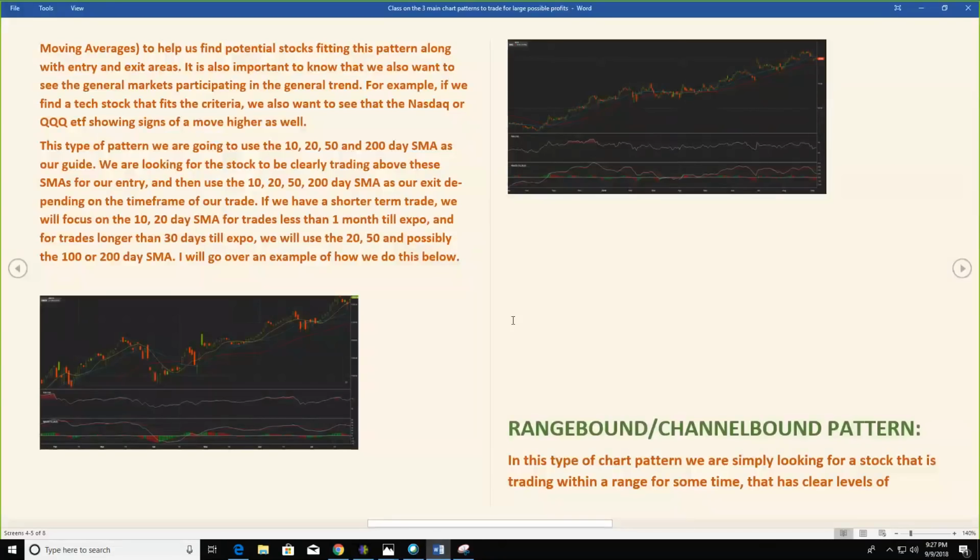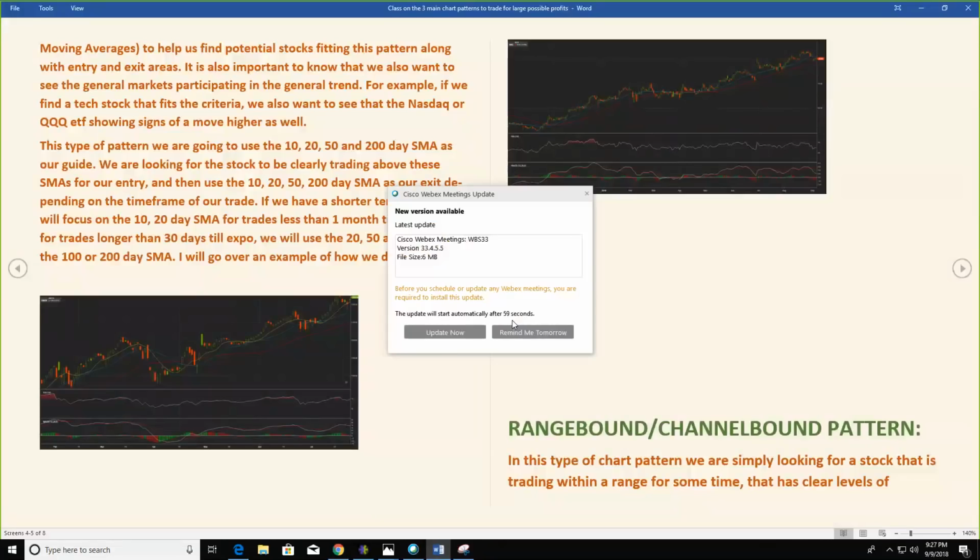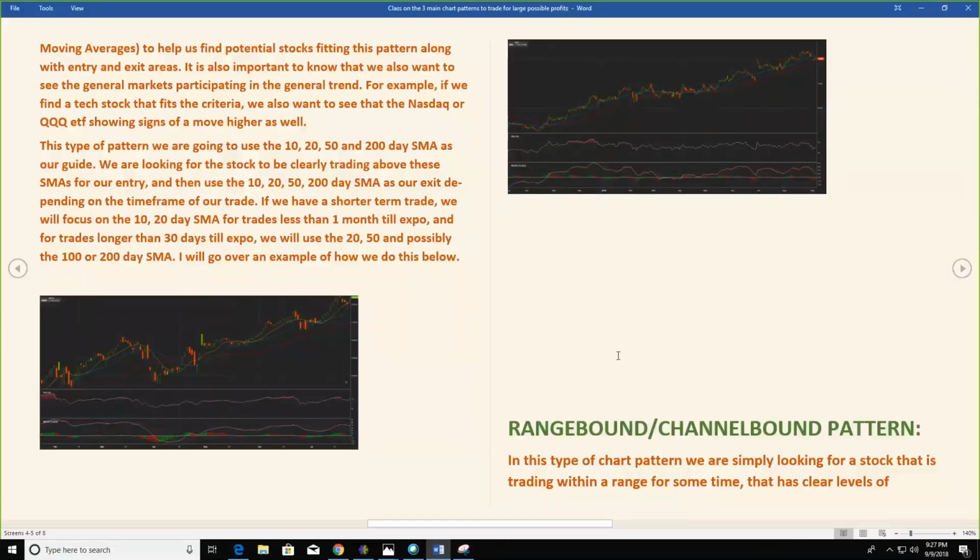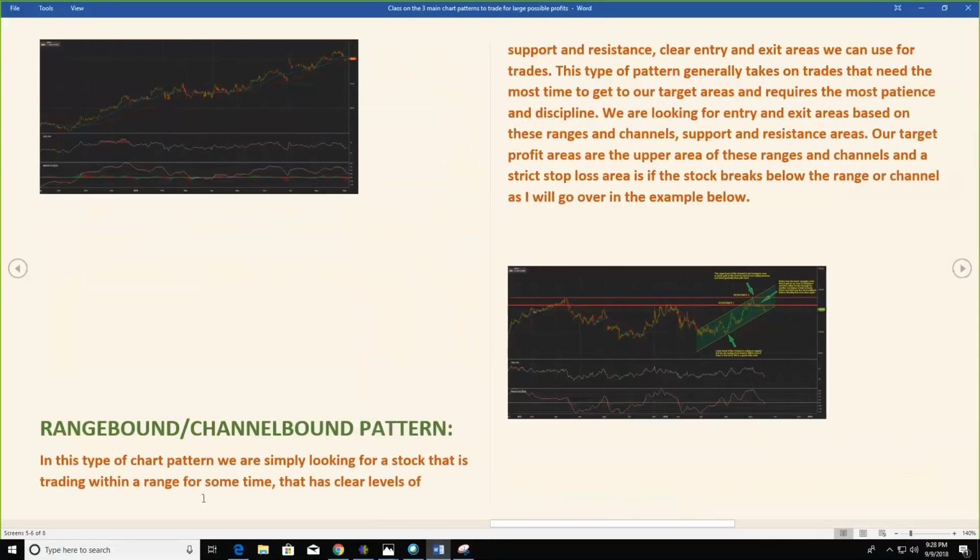So we went over hook patterns, breakout momentum. Now the third one is range bound or channel bound patterns. And you guys are going to love this because it cannot get any simpler than this. In this type of chart pattern, we're simply looking for a stock that is trading within a range for some time, that has clear levels of support and resistance, clear entry and exit areas we can use for trades.